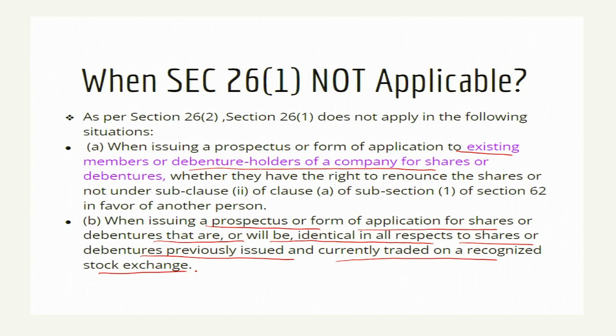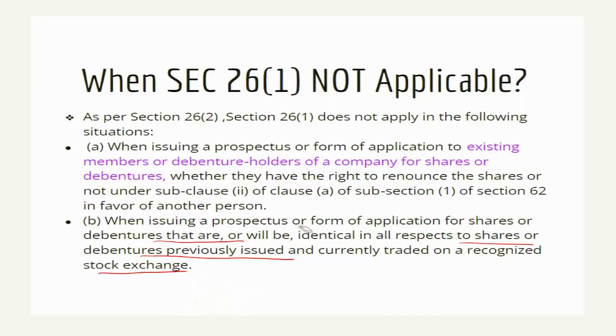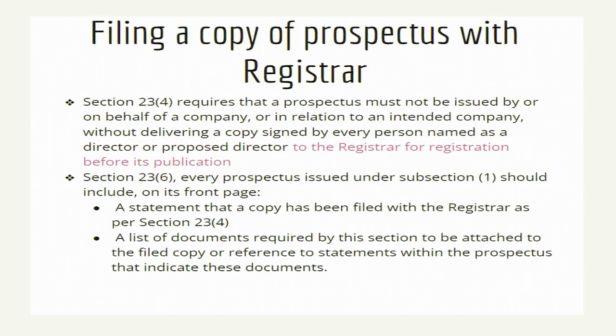So, in both cases the rules are different. If you issue the first time, the rules are different. If you issue the securities second time, the rules are different. If your security is already listed in any registered stock exchange, the rules are different. If you apply for listing the securities for the first time, the rules are different. Section 26(1) and 26(2) deal with different types of situations.